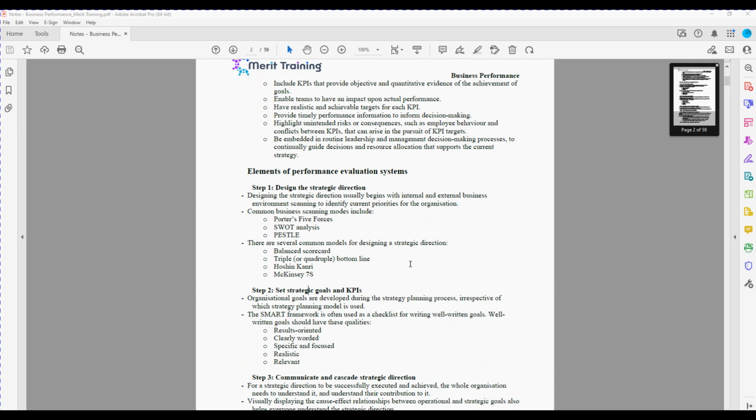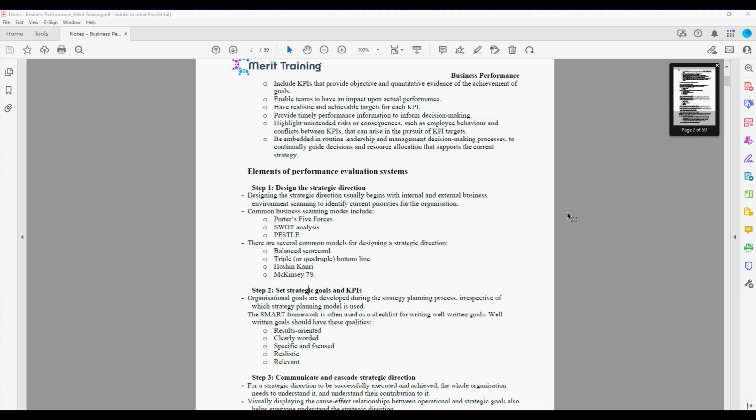So let's revisit. So number 1 is designing the strategic direction. So this is looking at the internal business and the external business. It's looking at the overall environment and basically saying, okay, based on all these factors, these are the current priorities for the business in terms of where we want to head. So there are some existing models that we can rely on as part of this analysis. So for example, Porter's 5 forces, SWOT analysis, and PESTLE.